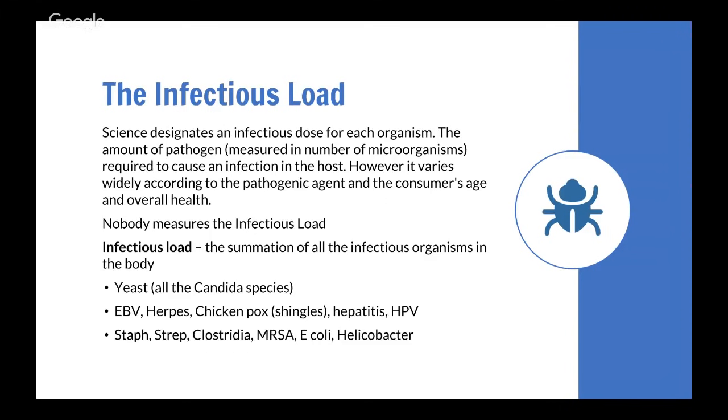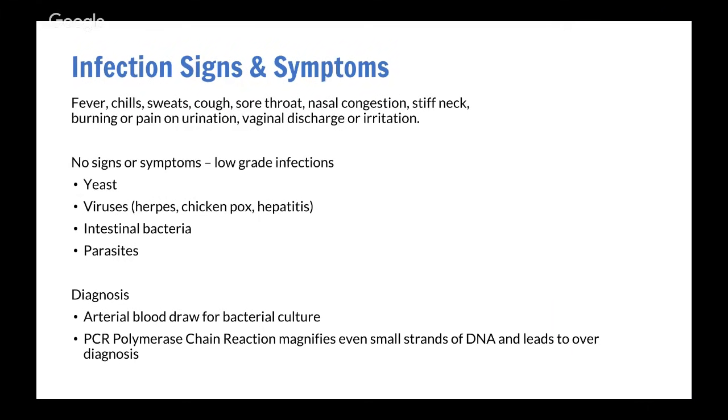The next slide, just the whole infection signs and symptoms. I mean, when they get really acute, I'm not going to say chronic, but when they get serious, you'll have your fever, chills, sweats, cough, sore throat, nasal congestion, stiff neck, burning or pain on urination if it's a bladder infection, vaginal discharge or irritation if it's a vaginal infection.